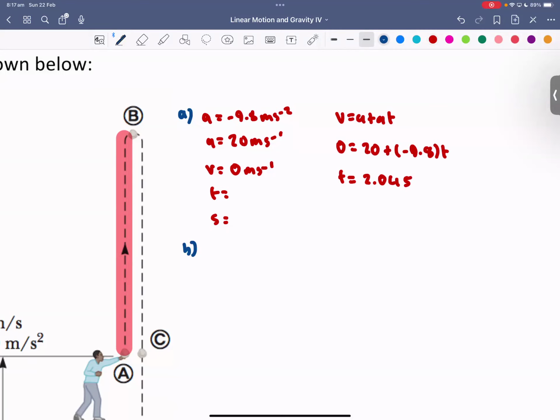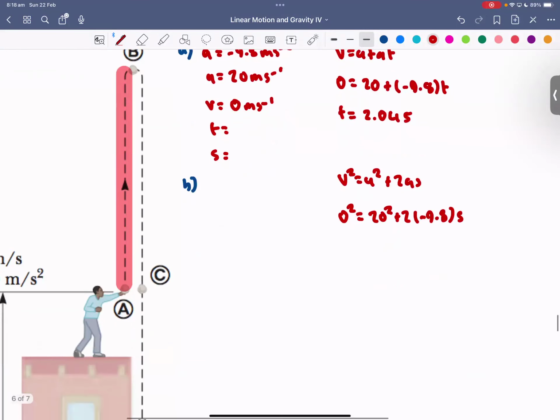Part B wants the maximum height reached, so I need an S. I don't want to do S equals UT plus half AT squared because it uses the old value. I'd rather do V squared equals U squared plus 2AS, but up to you. V is 0, U is 20, A is negative 9.8, S I don't know. Who's got an S for me? It's whatever 400 divided by 19.6 is.